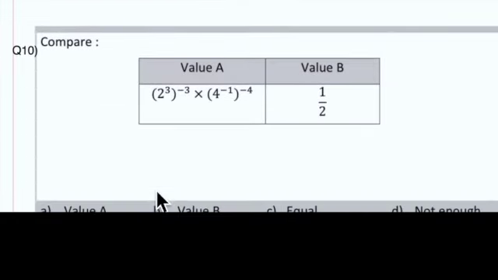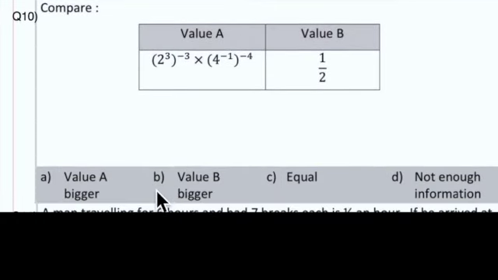Question 10, compare between 2 raised to the power of 3 all to the power of negative 3 times 4 raised to the power of negative 1 all to the power of negative 4 and the value of B, which is half. You know that if you have two exponents like this, you can multiply both together. So it will be 2 raised to the power of 3 times negative 3, which equals negative 9. Times, we can rewrite 4 as 2 raised to the power of 2.